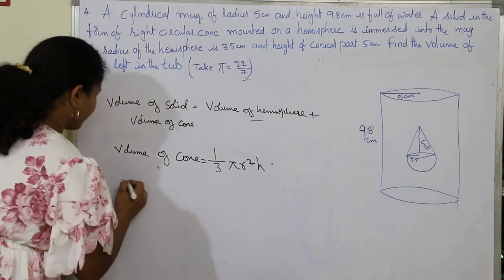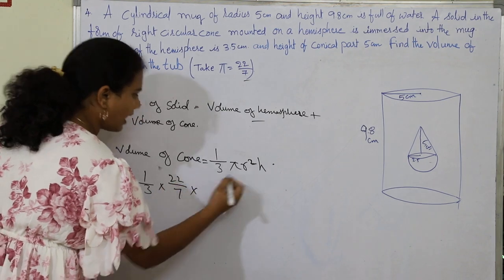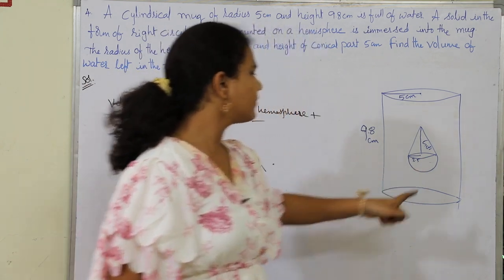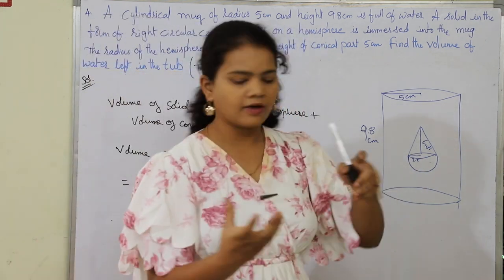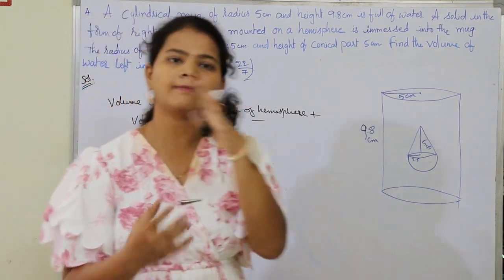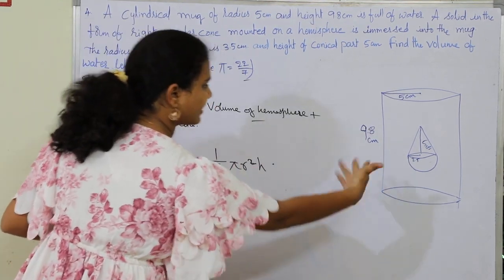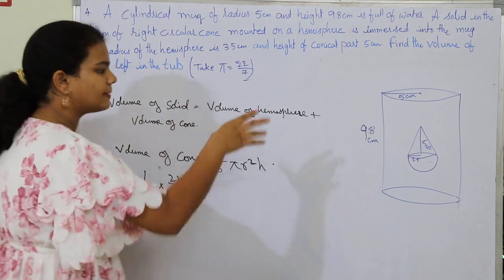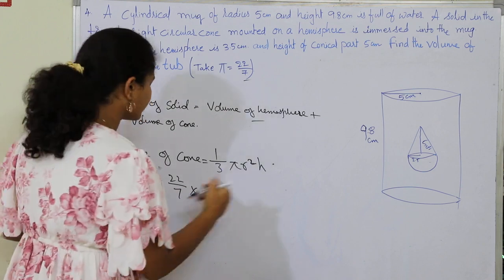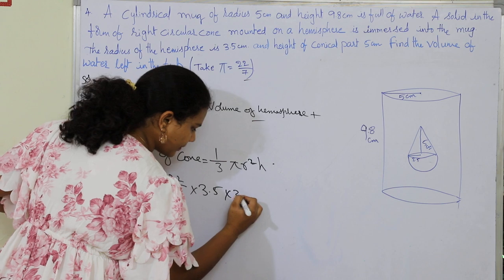So let it be 1 by 3 into pi value 22 by 7 into our radius over here. So here you have radius 3.5, where on the hemisphere you have a cone which is surmounted, right? So I can take the radius for hemisphere and the radius for cone as 3.5. The base is common for both the shapes. So radius equals 3.5 into 3.5.